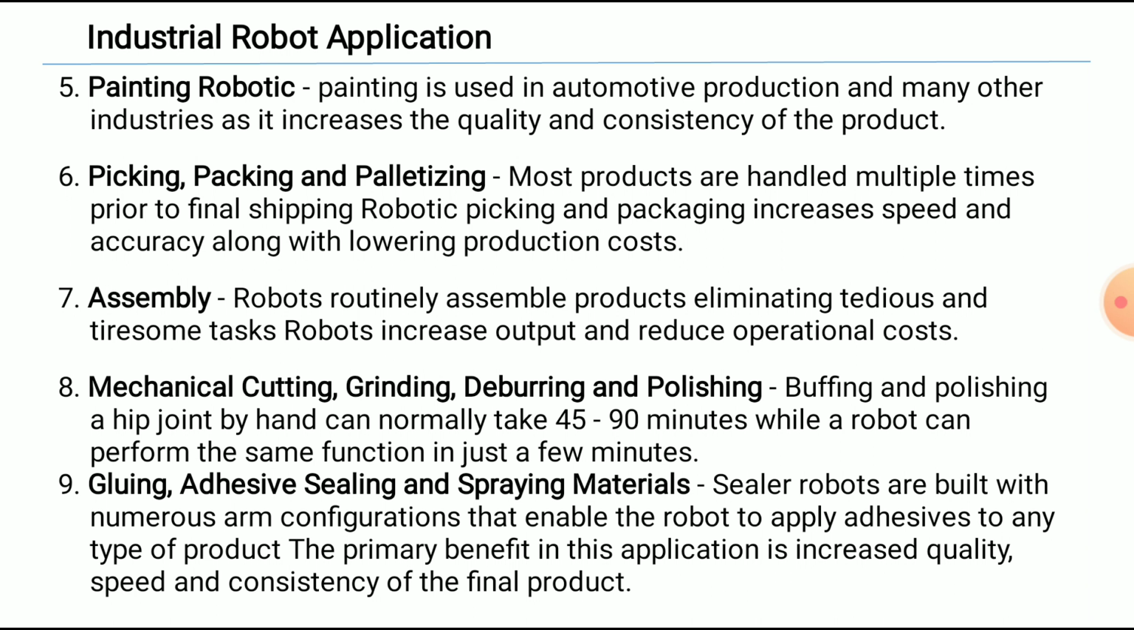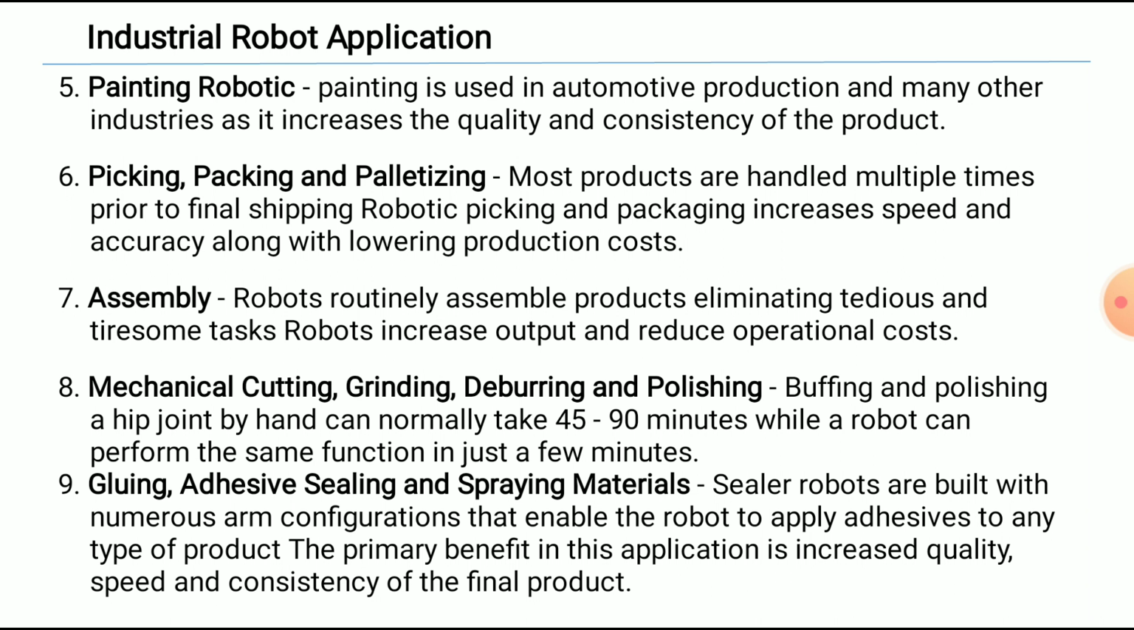Next, mechanical cutting, grinding, deburring and polishing. In this, polishing a hip joint by hand can normally take 50 to 90 minutes, while a robot can perform the same function in just a few minutes.